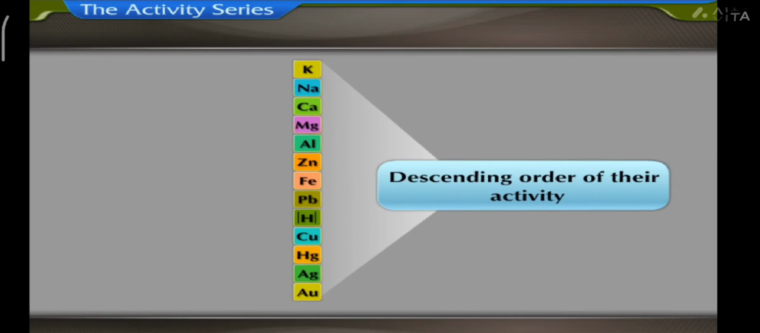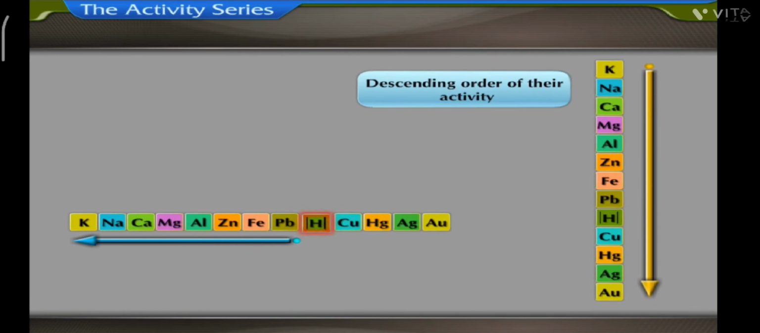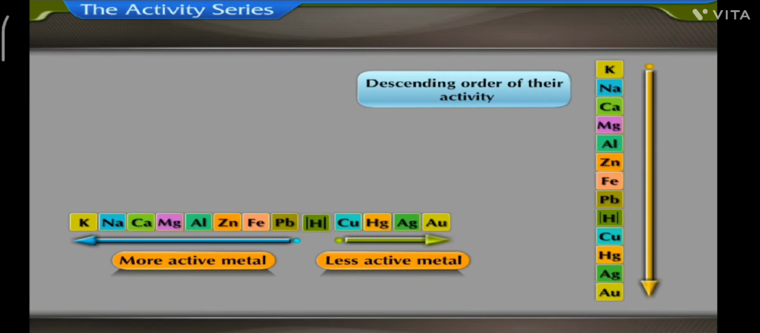From experimental results, metals can be arranged in descending order of their activity, which is known as the activity series of metals. Metals on the left-hand side of hydrogen are more reactive than those on the right-hand side of hydrogen. Thus, potassium is the most reactive metal in this series, followed by sodium, calcium, magnesium, aluminium, and so on. While gold is the least reactive.